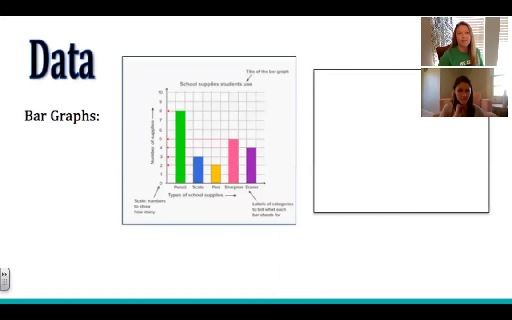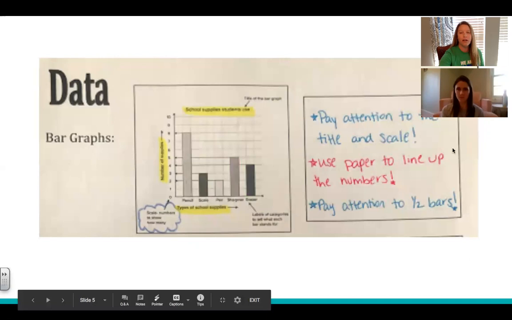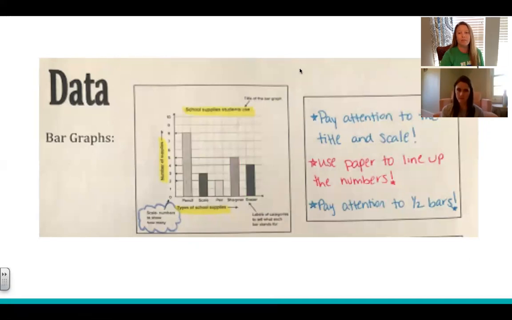And we know you guys have been building bar graphs since I think maybe first or second grade. With the bar graphs, there are just a couple of things that we need to remember. One of the most important things is we have to pay attention to the title and to the scale. So the title is up here at the top. The scale, that includes these numbers right here.